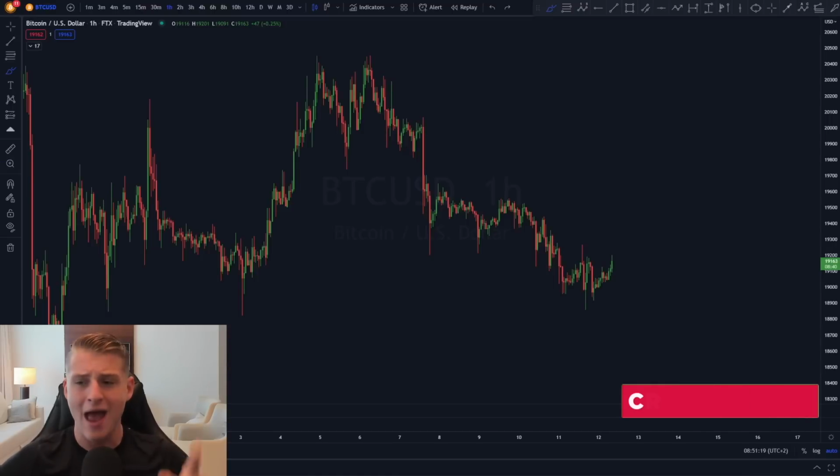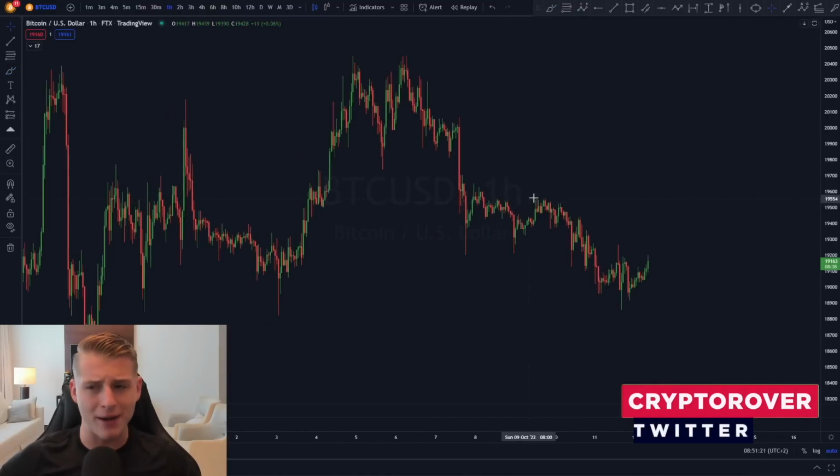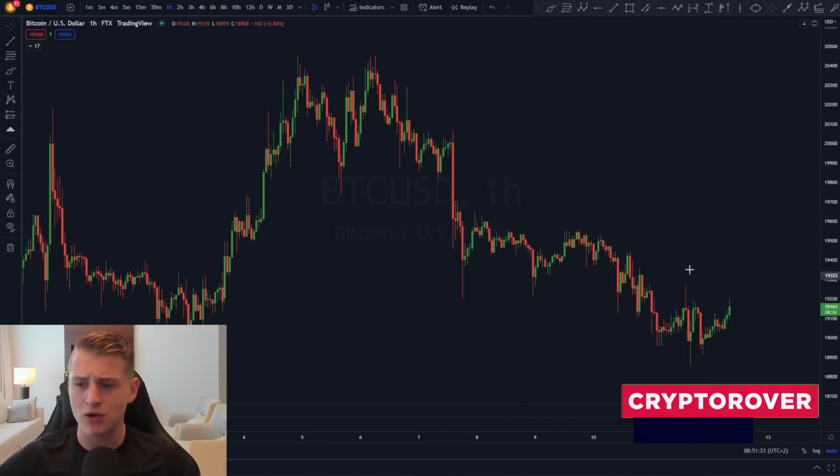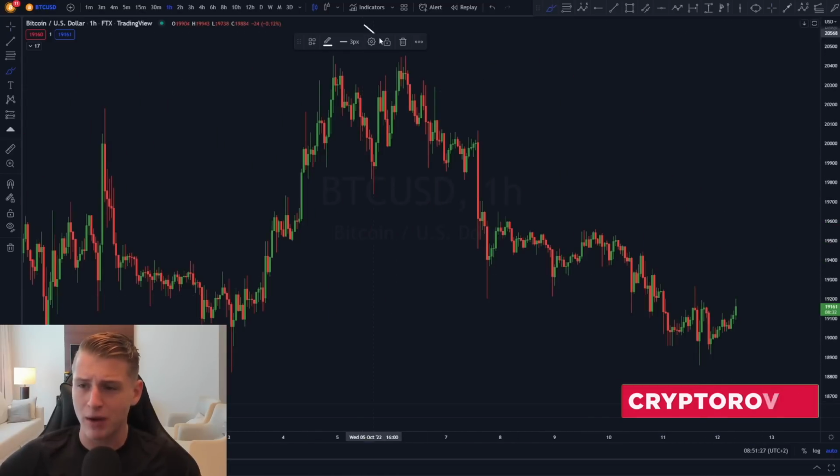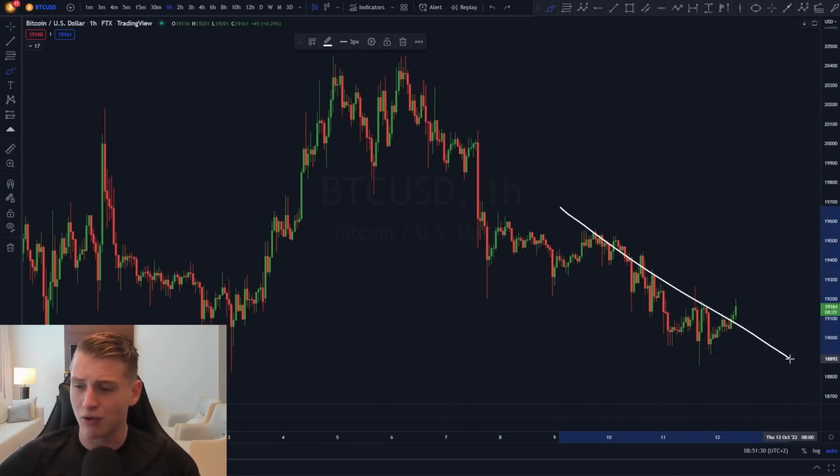Looking at the 1 hour time frame for Bitcoin, I am not seeing a lot of new developments compared to yesterday's video, but we can still see Bitcoin is trading in a downtrend, and we're basically confirming the trend with lower highs and lower lows.